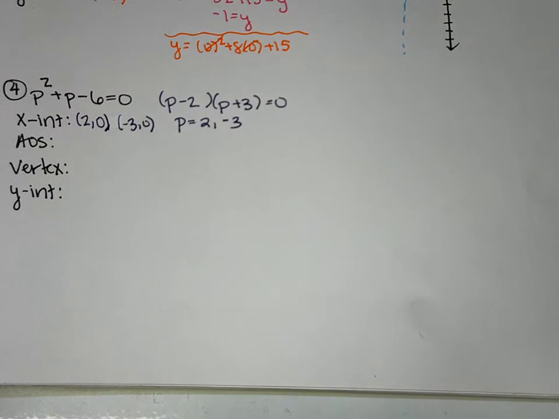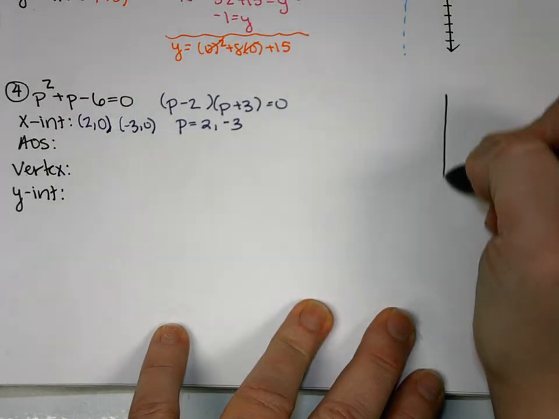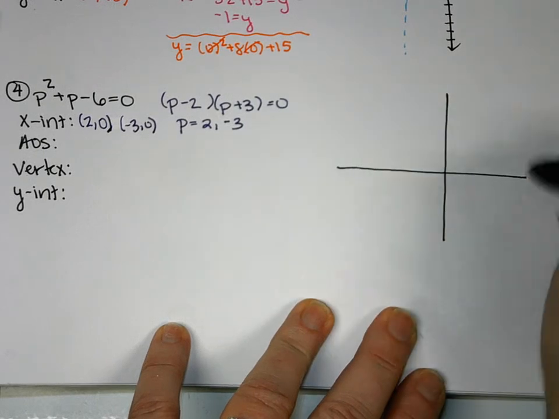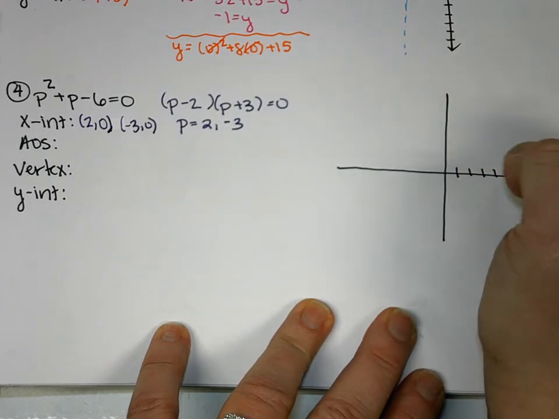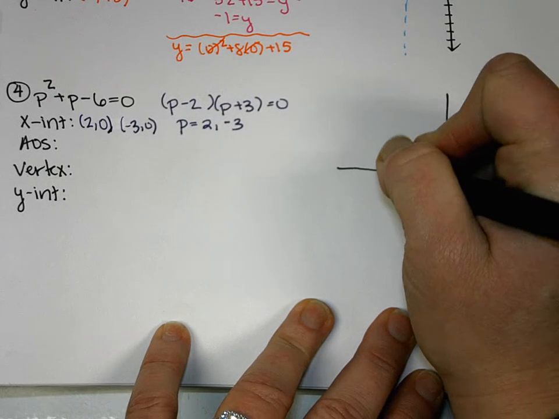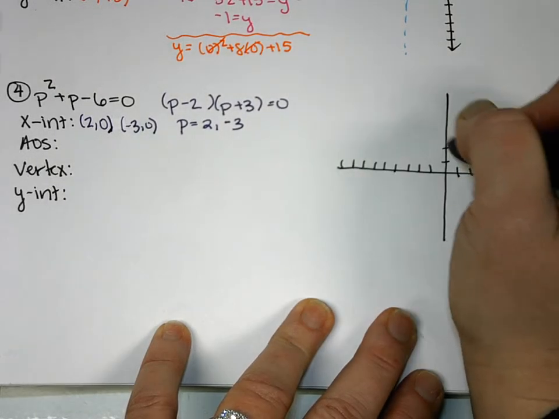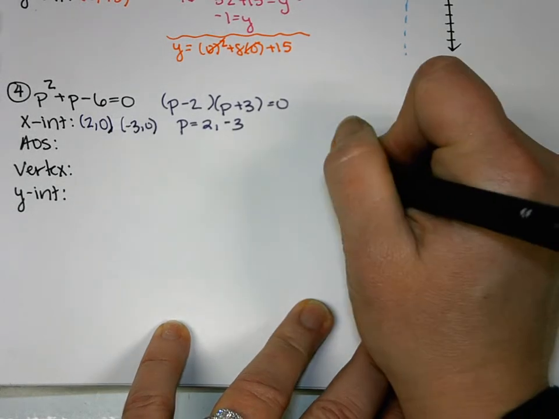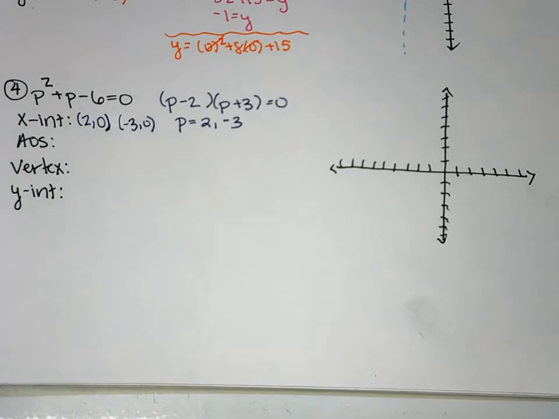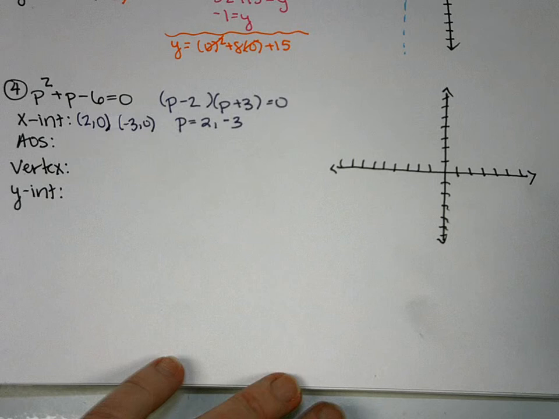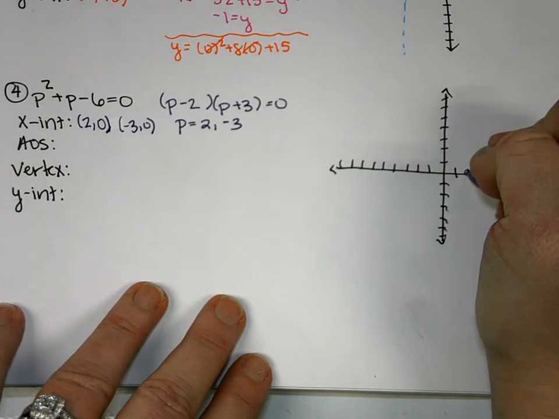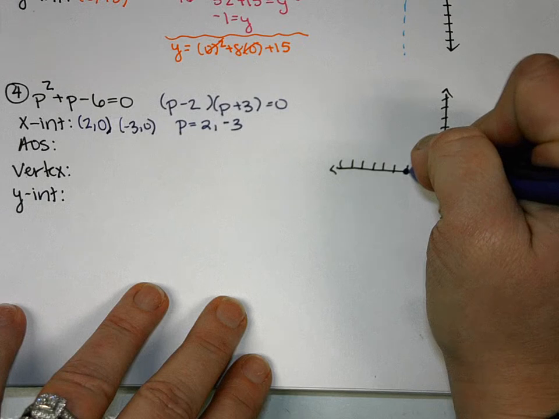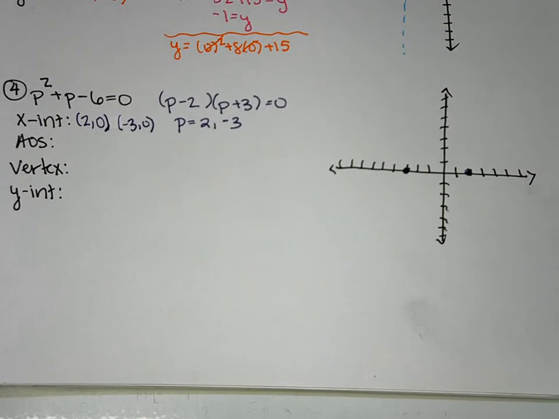So then we're going to go to our graph. So let's see, 1, 2, 3, 4, 5, 6. Okay, so if we plot our x-intercepts, we have 2, 0 and negative 3, 0. So now we need to find the middle. So what is right in the middle of these 2?